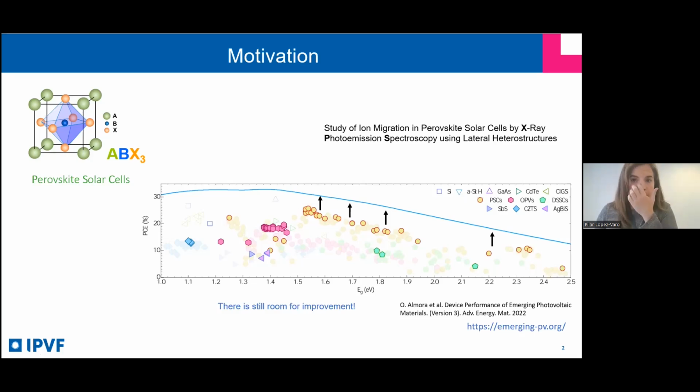We are working on this characterization of ion migration in perovskite solar cells, applying XPS, X-ray photoemission spectroscopy, using lateral heterostructures.